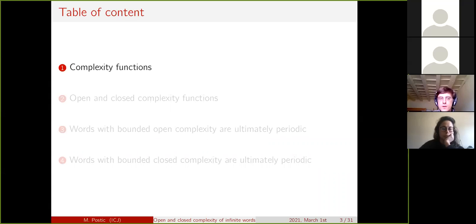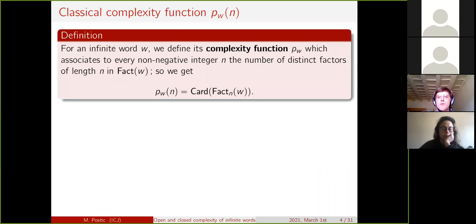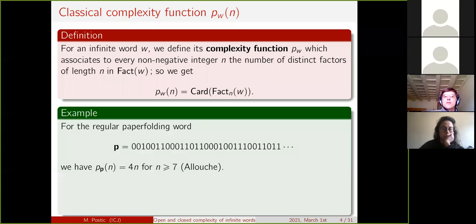So first of all, the classical complexity function of a word is a function which counts the number of distinct factors of a given length in an infinite word. So let's look at some examples. If we take the regular paper folding word, for example, we can count the number of factors of length 1 in this word. You have 2 different factors, 0 and 1, and we can count the number of factors of length 2. For example, you have 0, 0, 0, 1, 1, 0, and 1, 1. So you have 4 factors of length 2.